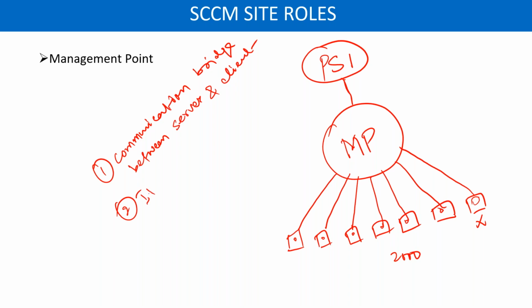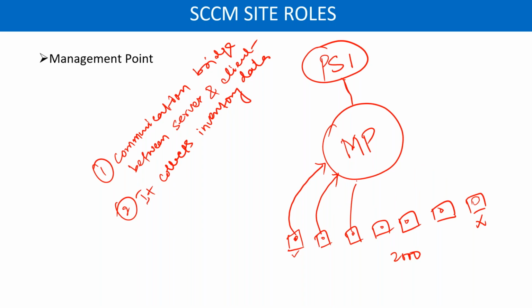The second point is it collects inventory data. So what inventory? The client present here is going to scan the computer and find out how many processors there are, what the RAM configuration is, what the monitor configuration is, the make of the monitor, the serial number, how much free space is in the hard disk, and everything, and it is going to pass on the information to the management point. Similarly, all the clients will collect the inventory from the devices and pass on the information to the management point. That is the reason I mentioned it collects inventory.